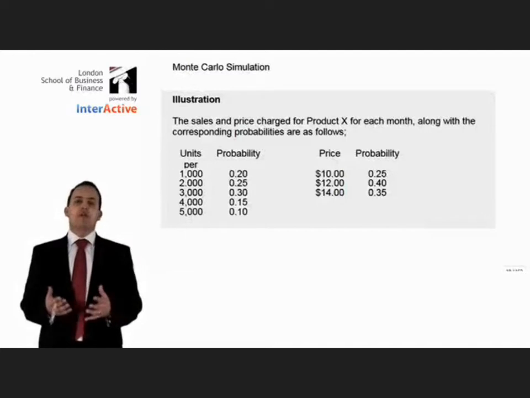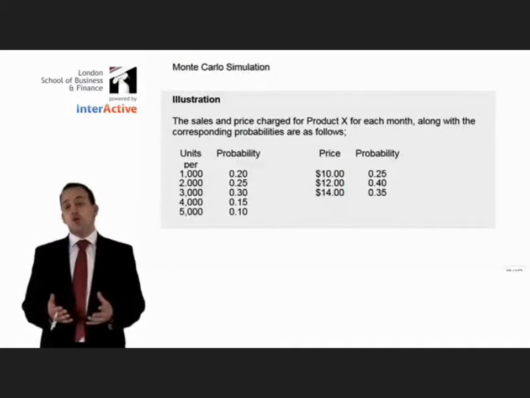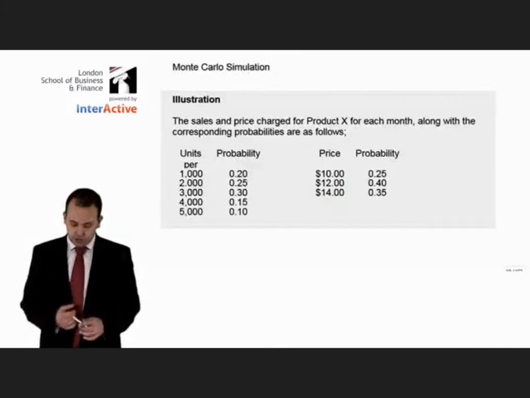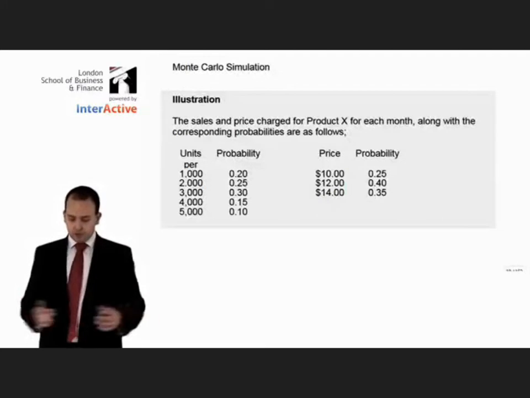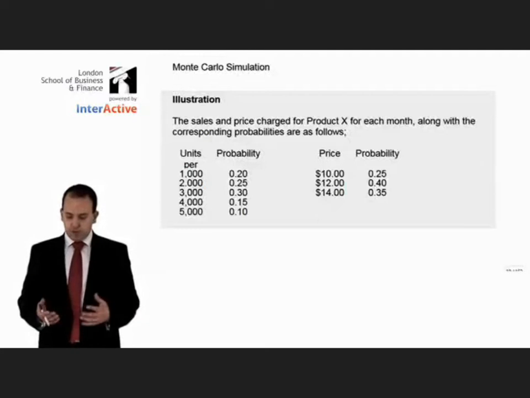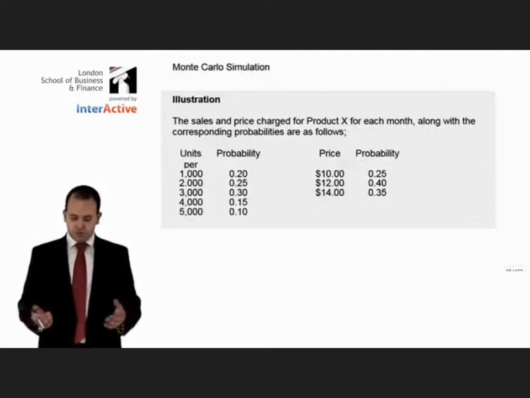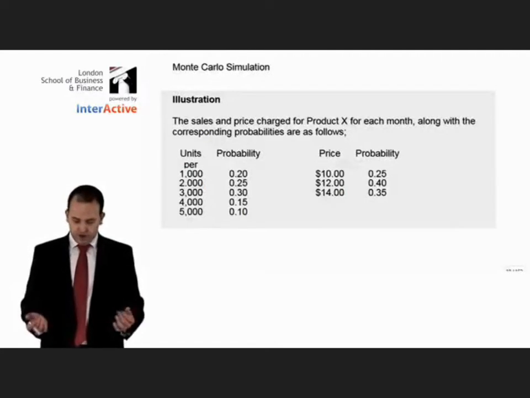So we've worked out that one of these 5 events is going to occur and we have the probabilities of each one. The only problem is maybe we don't know the price that we are going to charge, and we could charge a price of £10, £12 or £14 with the probabilities of 0.25, 0.4 or 0.35.